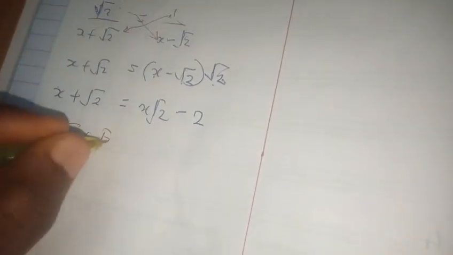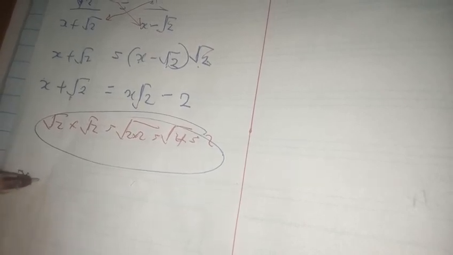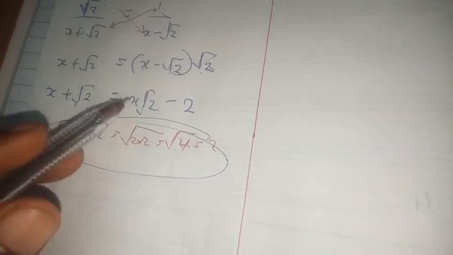So next thing is to open the bracket. So we are opening the bracket. So we have x plus root 2 is equal to, so here we have x root 2 times x root 2 minus root 2 times root 2 is just 2, like root 2 times root 2 is root 4, which is 2. So in this case here, so here we have x plus root 2. So we are going to collect like terms, make x subject.